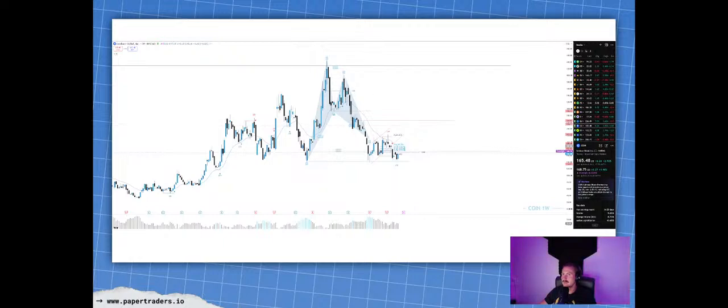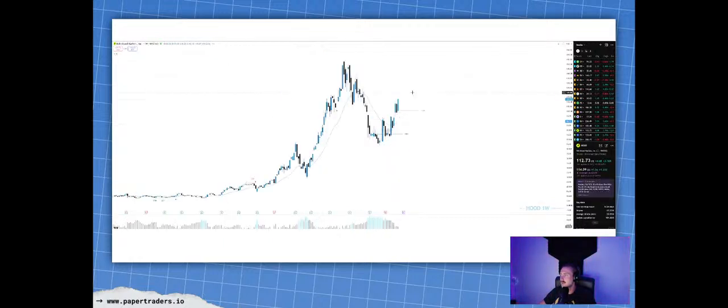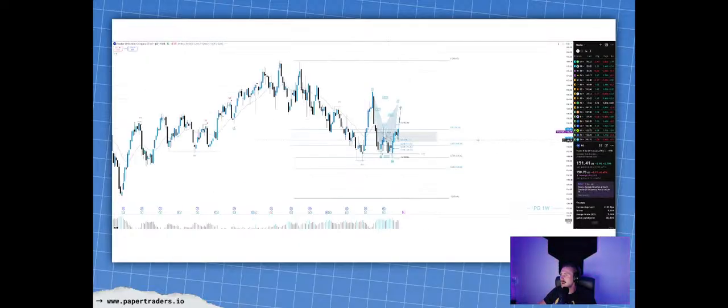BA looking good. Coin is still a little iffy here. I'd love a previous monthly low sweep on that one. Hood previous monthly high swept, and she's looking strong out of this OTE hold here at 705.